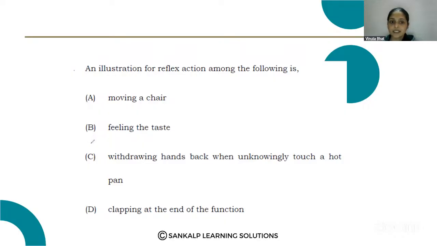Yes. Option C, withdrawing hands back when unknowingly touching a hot pan.